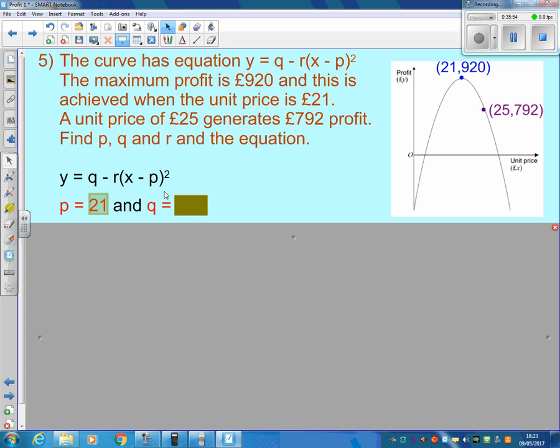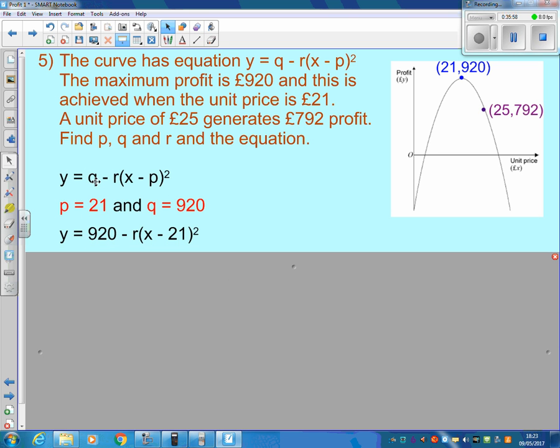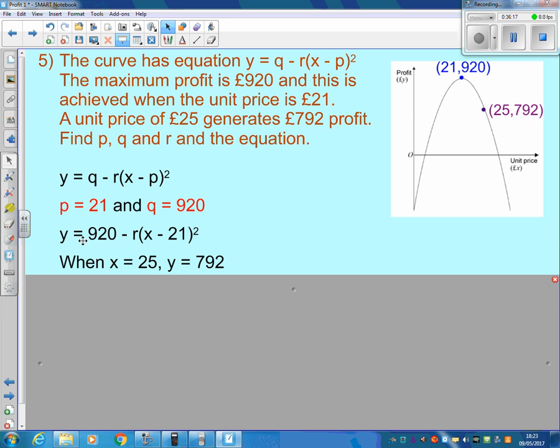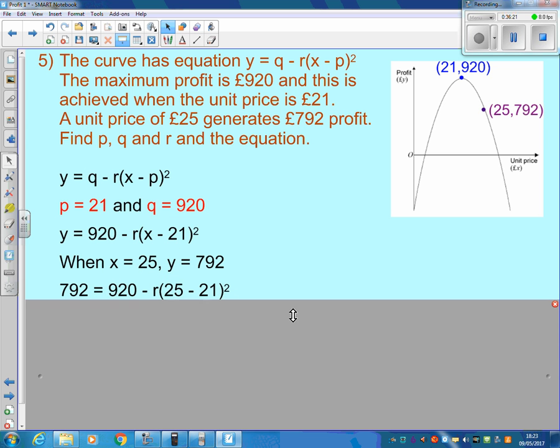Slot them in. P is 21, Q is 920, so 920 minus R, we don't know R yet, times x minus 21 squared. We've used that. Let's now use the other one. When y is 792, x is 25. So all I do is I replace the y by 792 and I replace the x by 25.